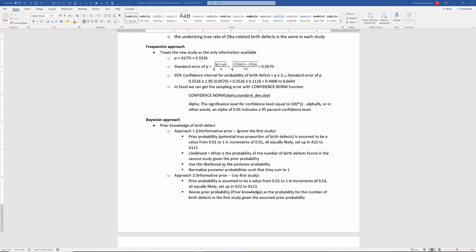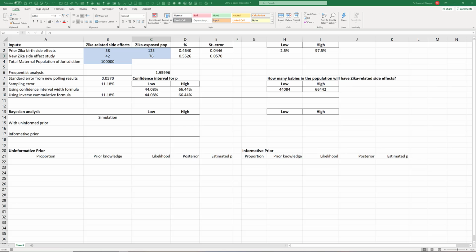So that's it. We are ignoring the previous study. And then of course these probabilities will have to be normalized, because they have to sum to 1. So we'll normalize that probability. That's approach 1. Let's set that up, and then we will look at approach 2. So here is the uninformative prior, and then the informative prior, our second approach, we will set up here.